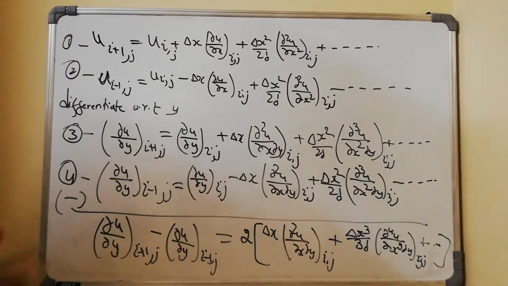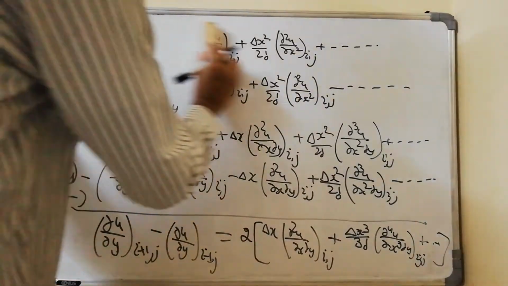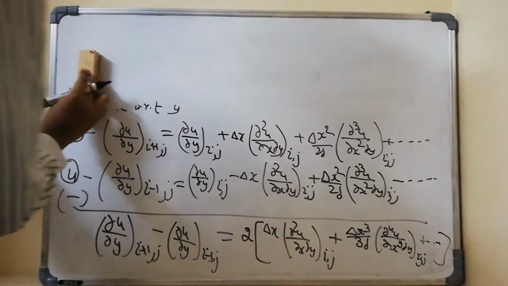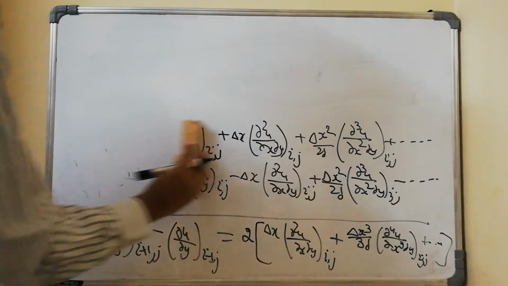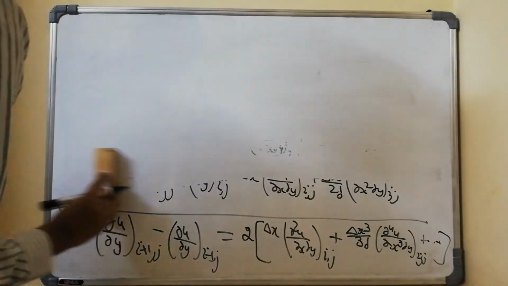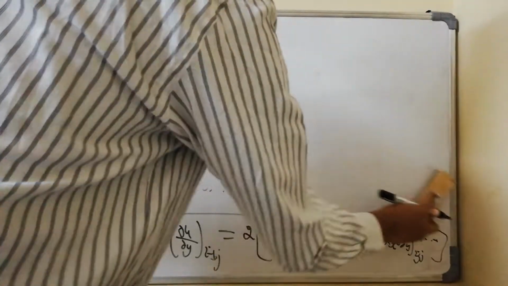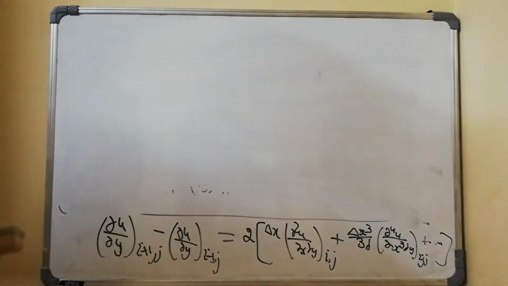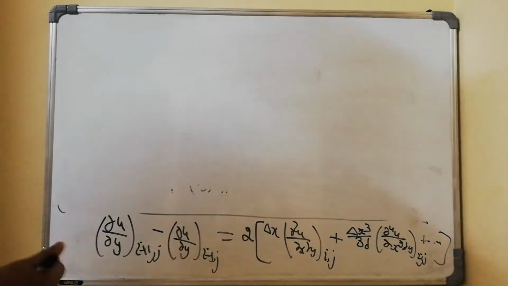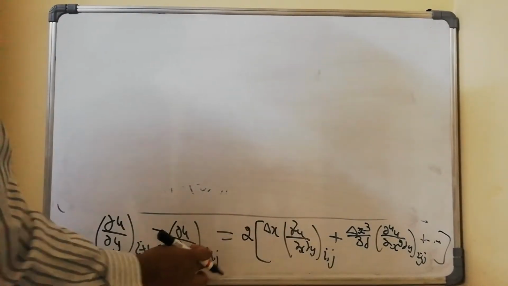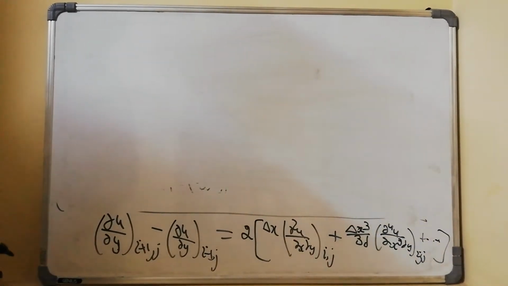What do I get now? I'll get this part and these things as well. I'll do later. Okay. So I'll take 2 delta x common and I'll send it to the denominator.